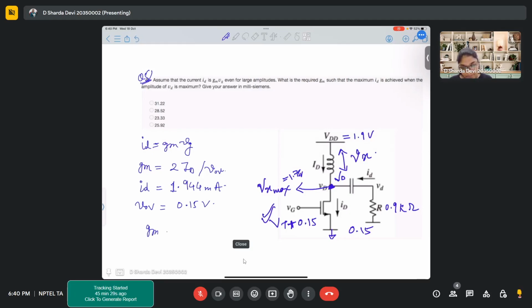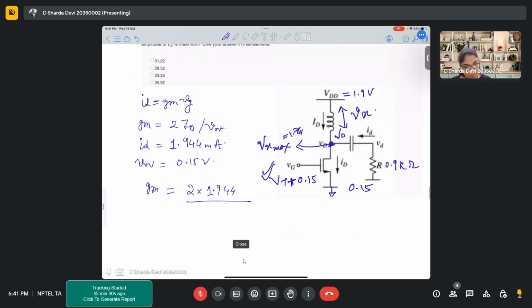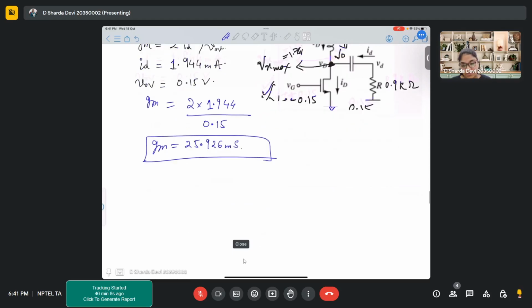So Gm is 2 into 1.944 upon 0.15. So Gm is 25.926 millisiemens. This is the value of Gm that we obtain.